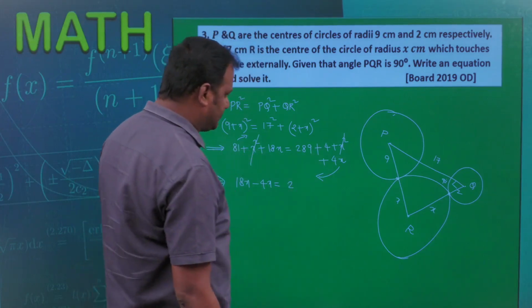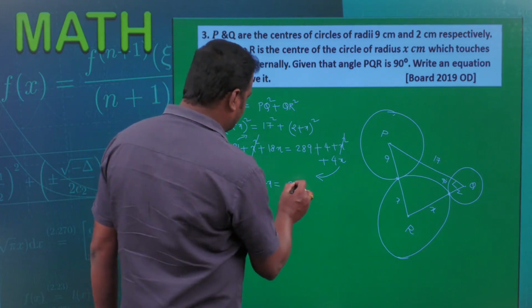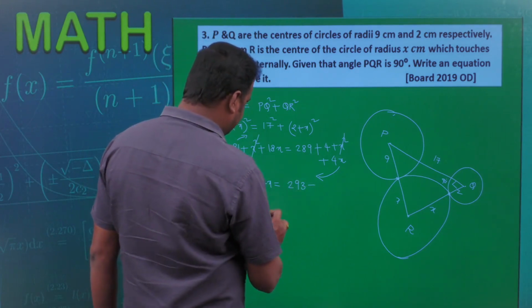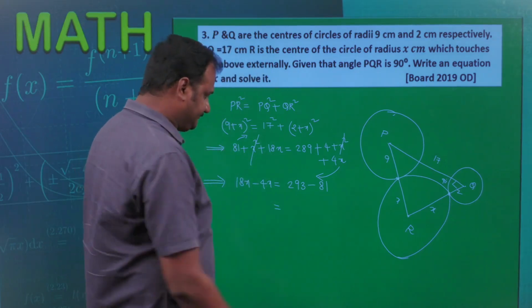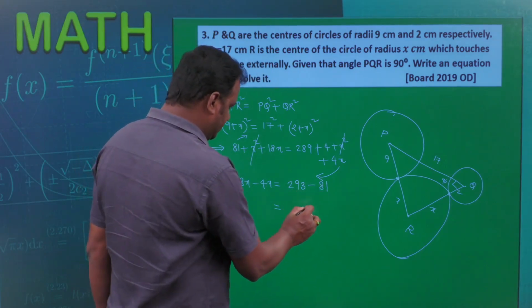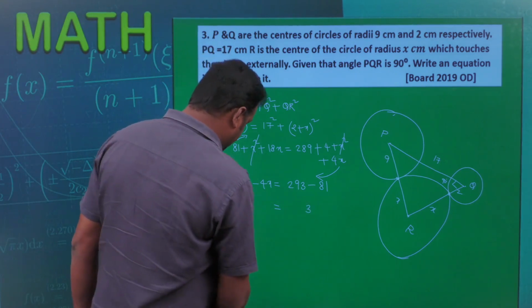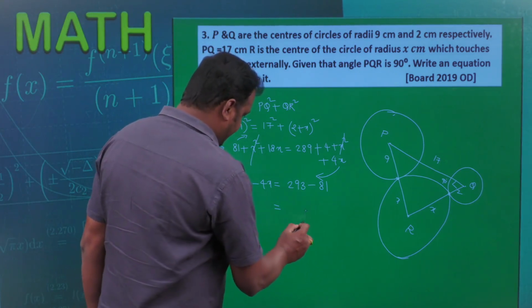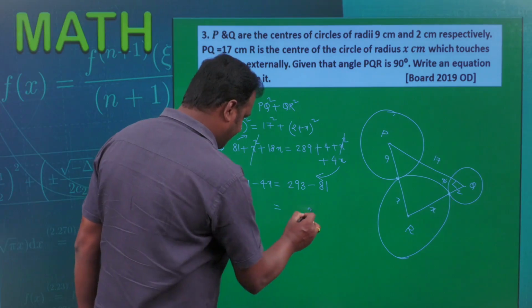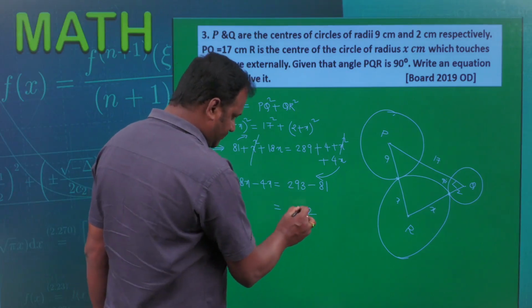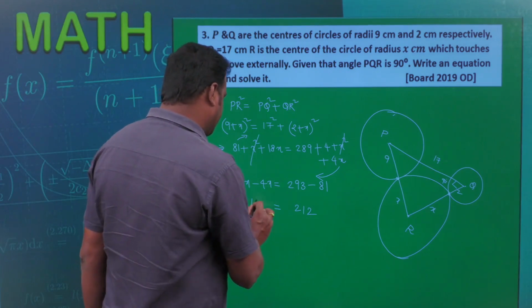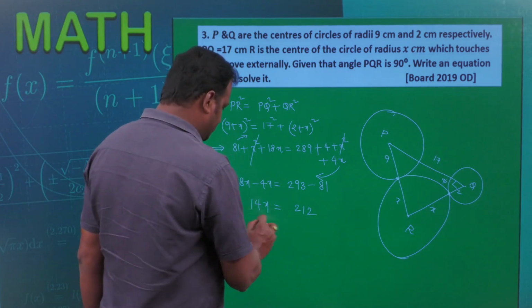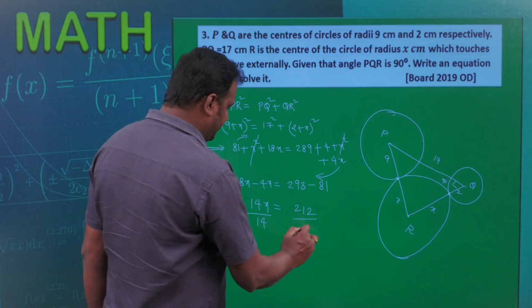289 plus 4. What is 289 plus 4? That is 293, minus 81 should be here. So finally 3 minus 1 is equal to 2, sorry, 3 minus 1 is equal to 2, and then 9 minus 8 is equal to 1, and 2 already there. 18x minus 4x is equal to 14x. So therefore x is equal to that divided by 14.